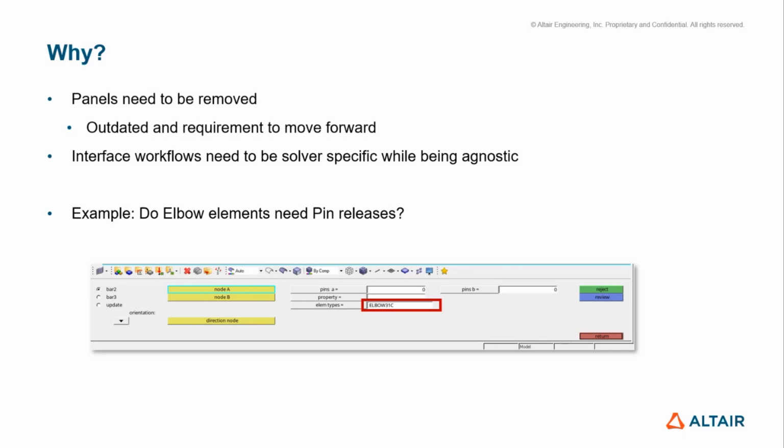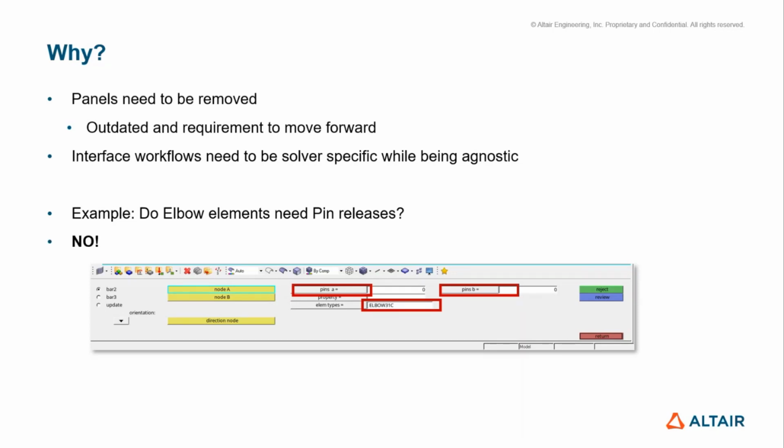So taking an example of Abacus, I want to create a bar or a beam element which needs two nodes and a direction node, and the element type is elbow element. This particular elbow element does not require the pin releases. But why is it there? It's because of the panels. It's outdated. The panel does not capture what is required for creating a particular solver specific type that we need. That's our legacy. We don't need it.